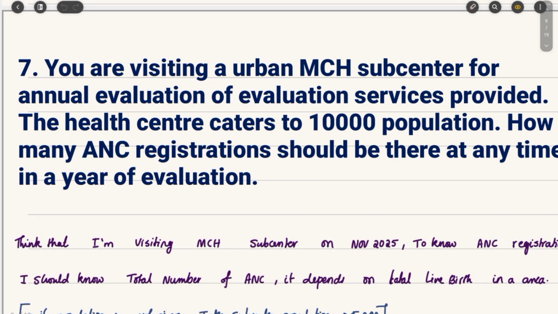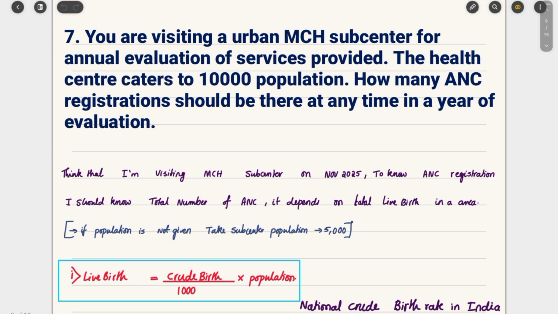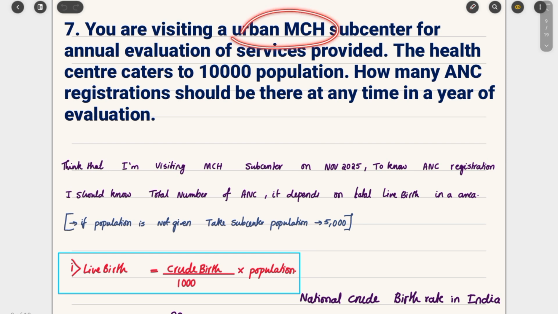Seventh question. This is a lengthy question, but once you get the solution, this question will be easy. Okay. Seventh question. You are visiting the urban MCH subcenter for annual evaluation of services provided. The health center caters to 10,000 population. How many ANC registrations should be there at any time in a year of evaluation?